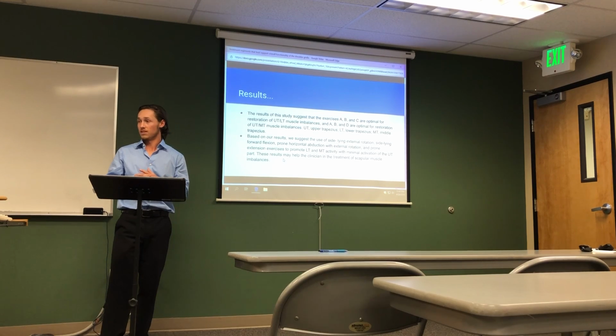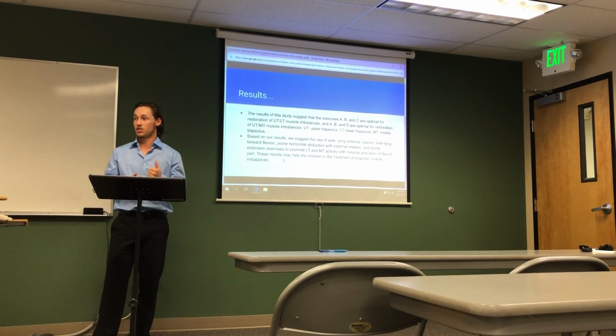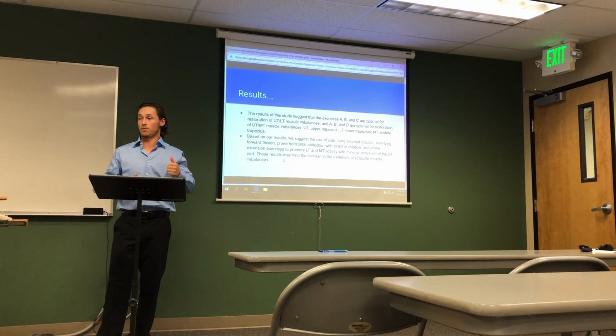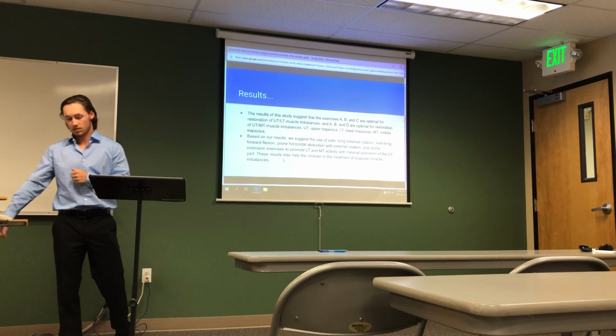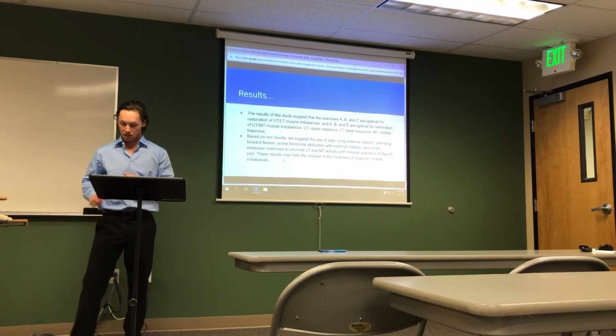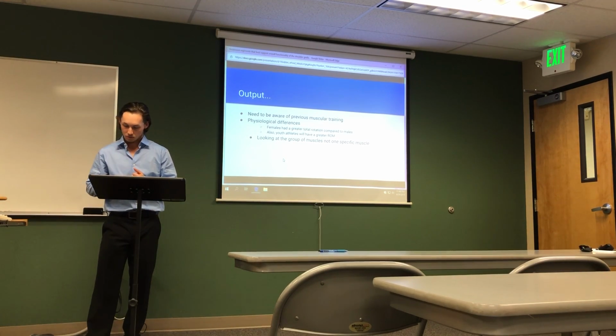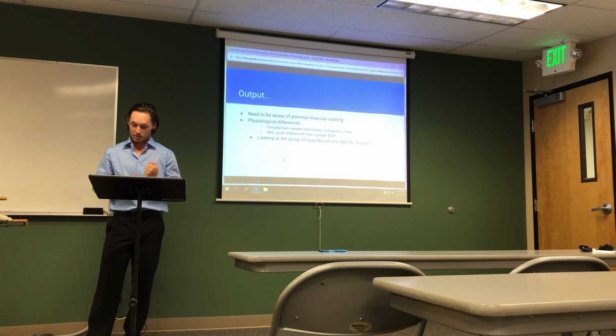Based on the results, we can see that side-lying external rotation, side-lying forward flexion, prone horizontal abduction with external rotation, and prone extension are the best for helping treat scapular muscle imbalances. For rehabilitation and recovery, we see that the most common shoulder strengthening exercises were A, B, and C.